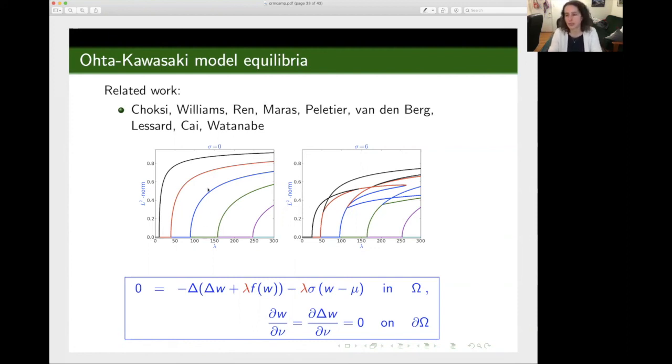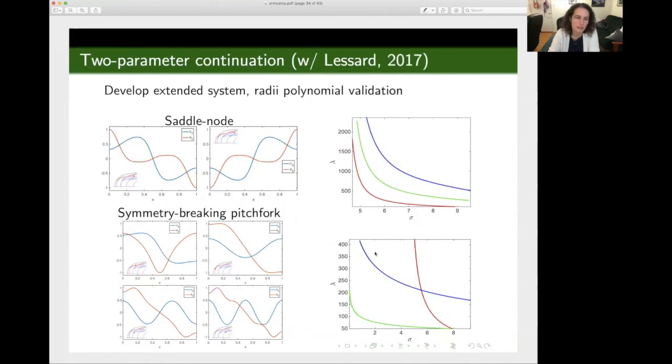The lambda equals 0 case has been proven because that's the Cahn-Hilliard equation in 1 dimension, which was proven by Novikov and I forget who the second author on that was. But this is for sigma equals 6. And you can see that there's an awful lot of bifurcation points in this case. And so when we saw this, we were interested in what you could say about these bifurcation points. And so with Jean-Philippe Lessard, using the radii polynomial validation.